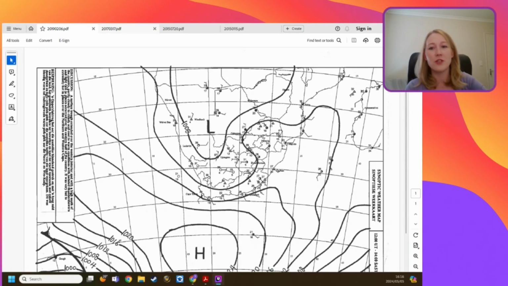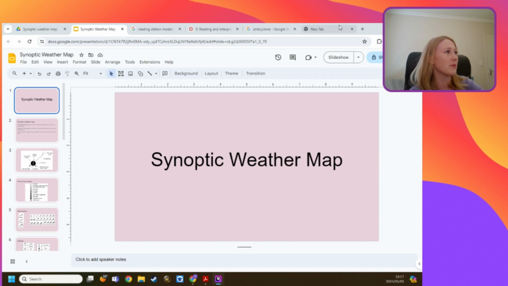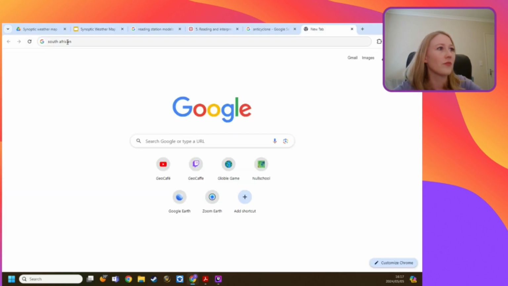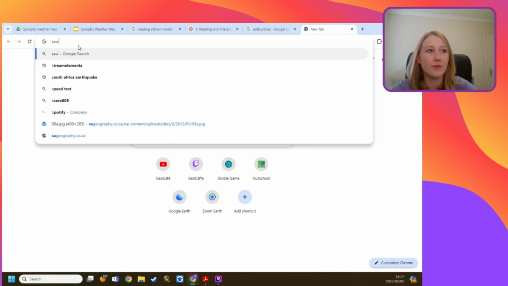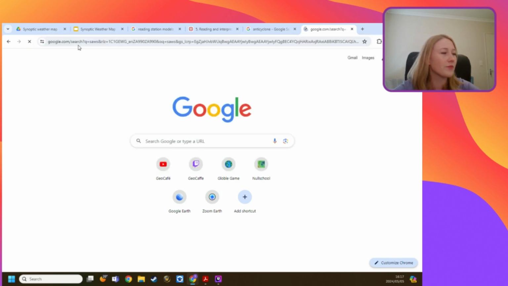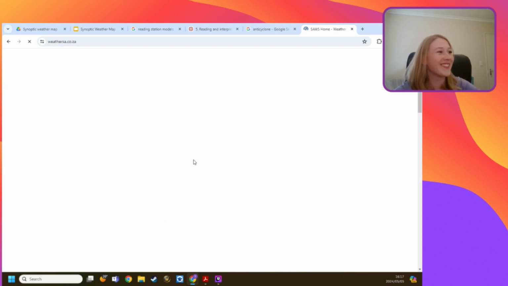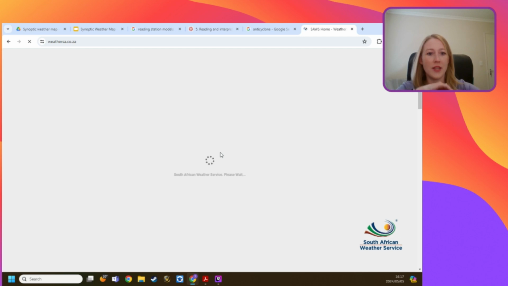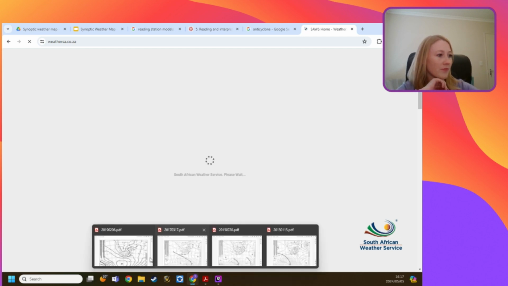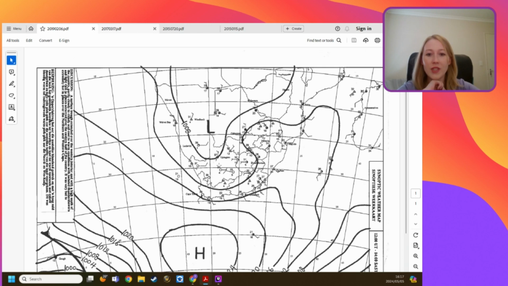Remember, so where's my map? This is just an example of what a synoptic weather map looks like. I get all of my maps from the South African Weather Service. Let me just show you the website. I'll let that load and we can just look at the map in the meantime. Here we go. So this is what a synoptic weather map looks like.